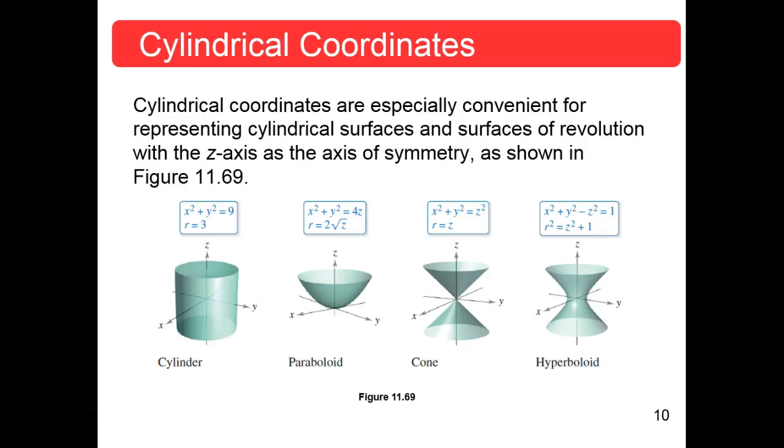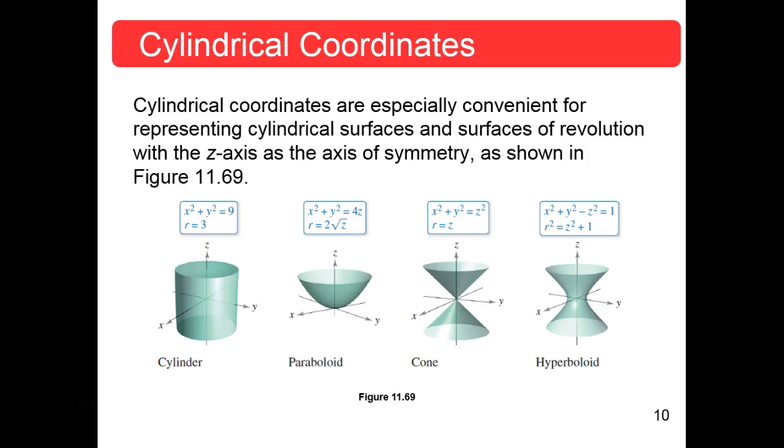All right. Cylindrical coordinates are especially convenient for representing cylindrical surfaces and surfaces of revolution with the z-axis as the axis of symmetry. So a cylinder certainly works really well in a cylindrical coordinate system. Here is just x squared plus y squared is equal to 9. This would just be r is equal to 3. Doesn't matter what the theta is, doesn't matter what the z is. Okay. Here is a, what shape would you call this? Or they tell you here. A paraboloid, okay.